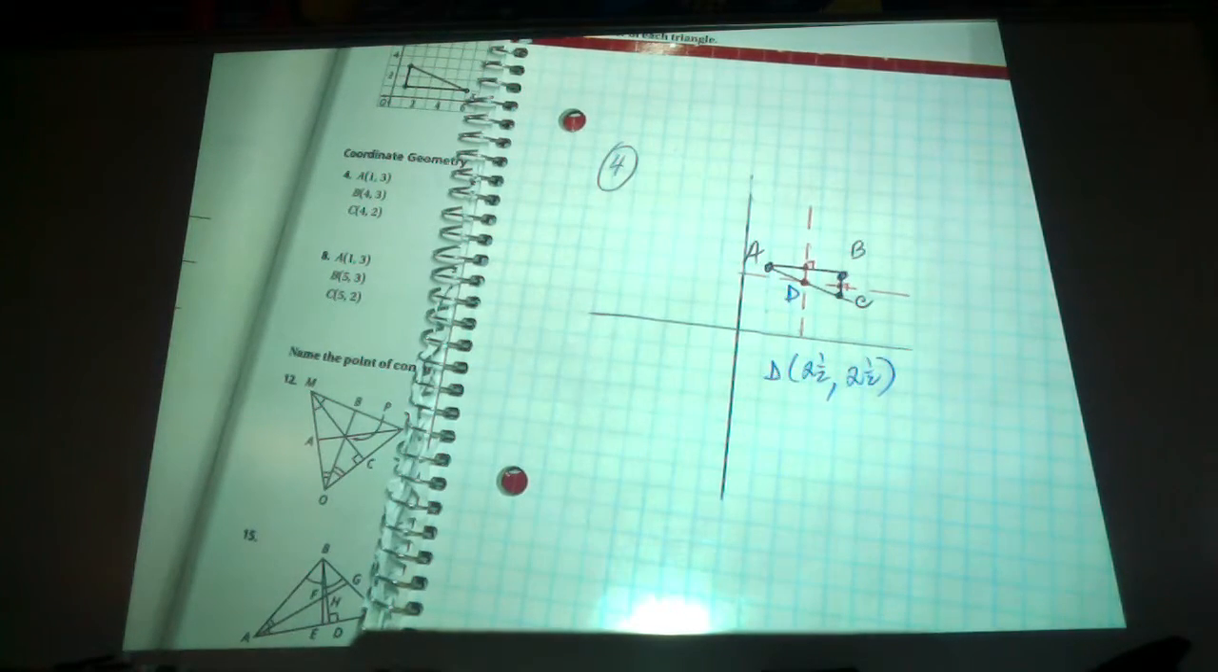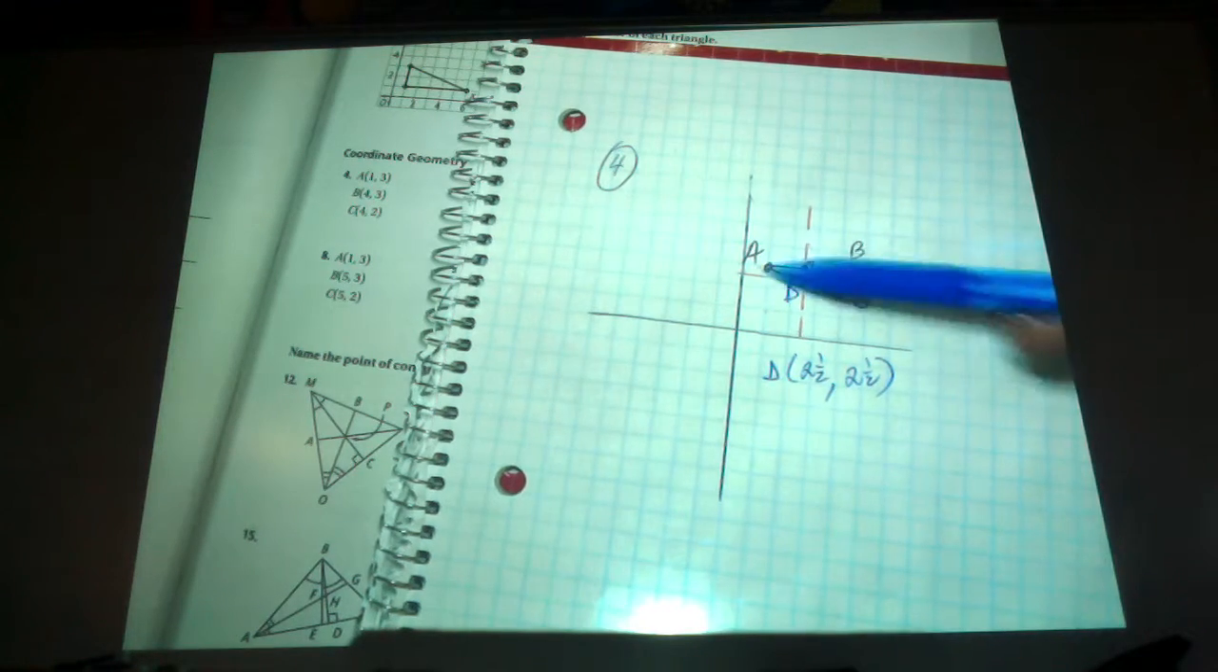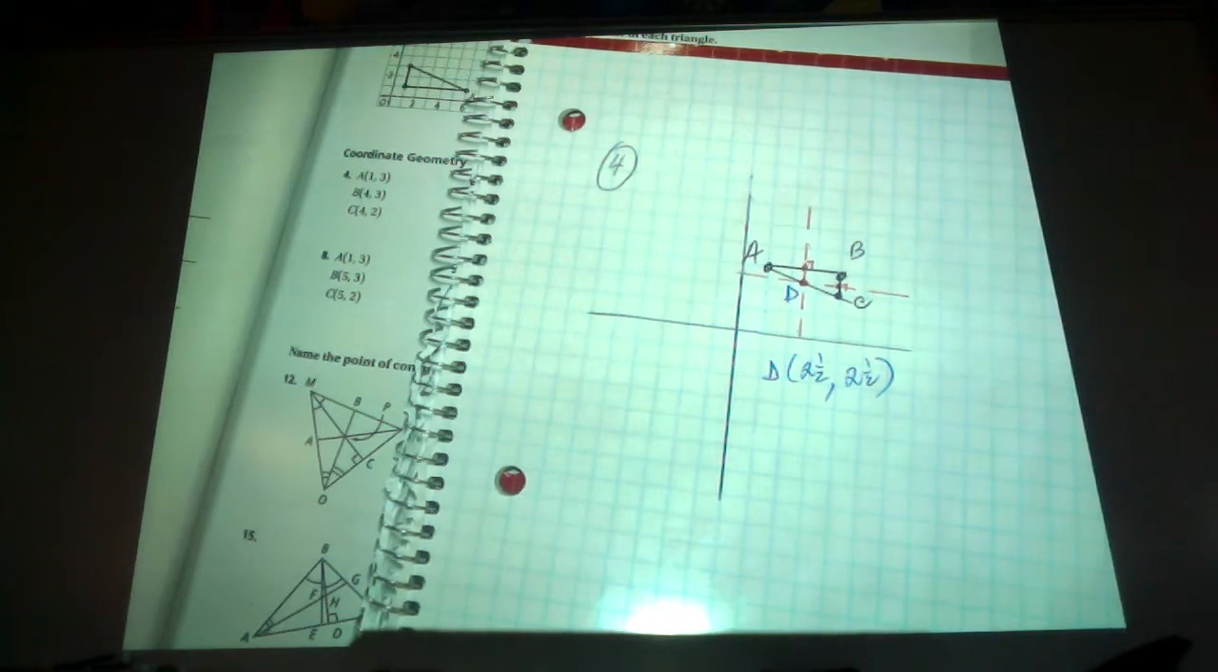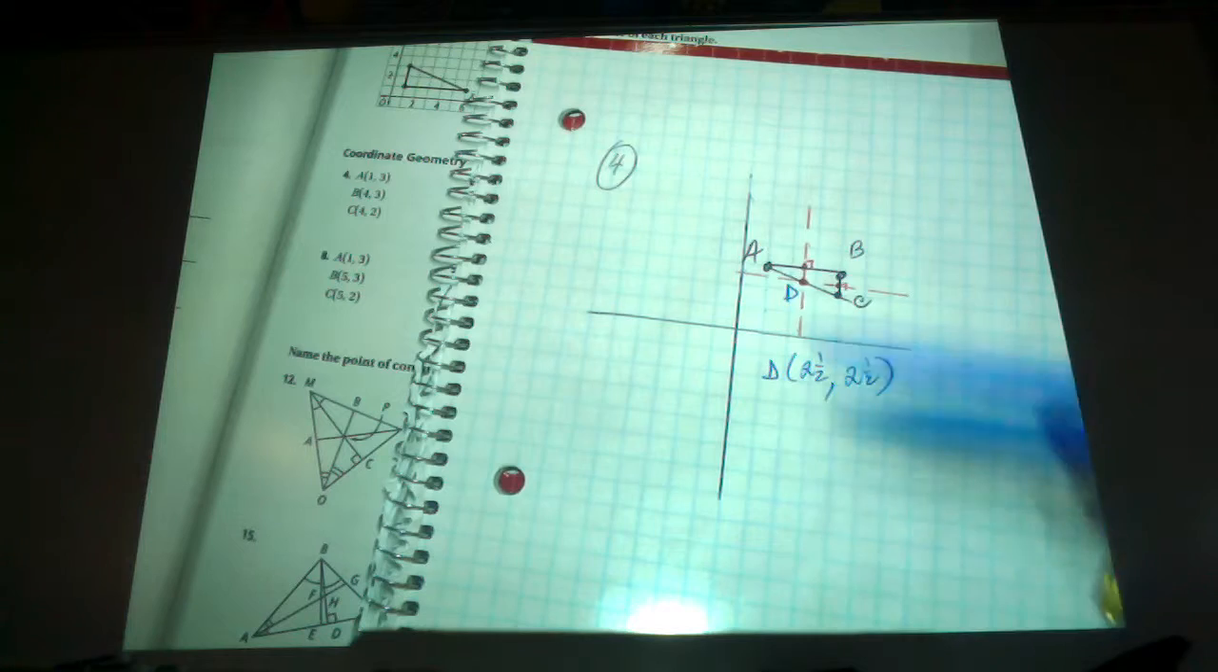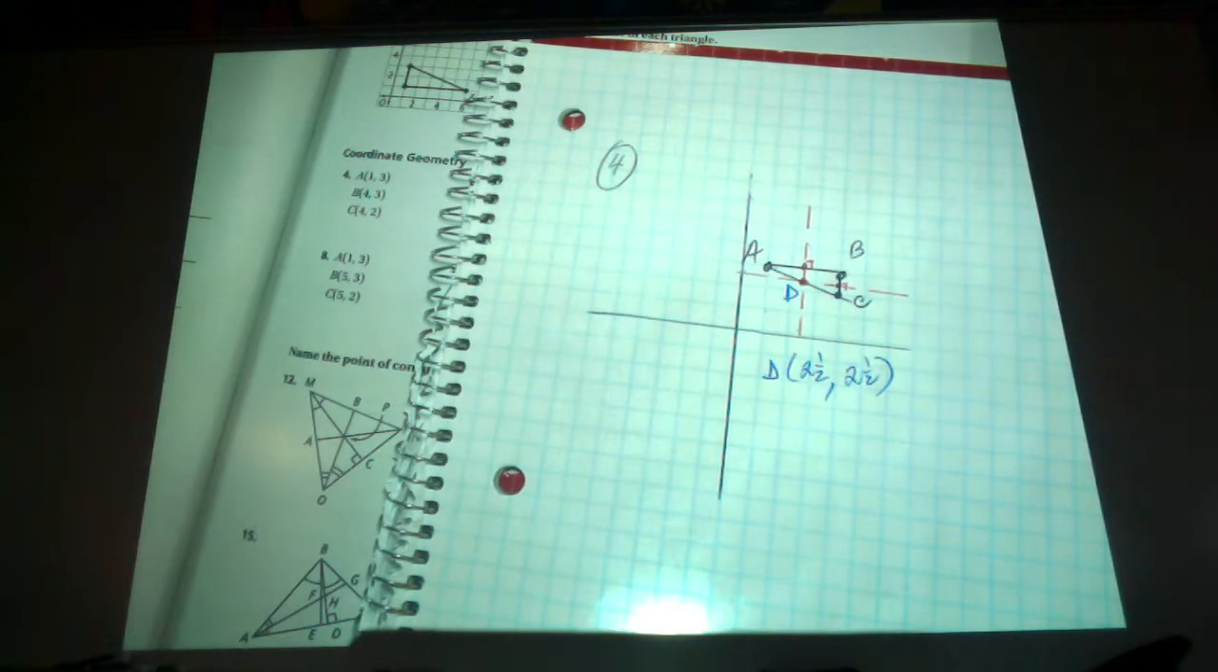Now, how can we find that exactly? We could use a distance formula from A to C. We're not going to spend time to do that today. The Pythagorean theorem is just going to get you the distance from here to here. It's not going to get you the actual ordered pair. So we don't need the distance formula. Couldn't we just do the midpoint formula?